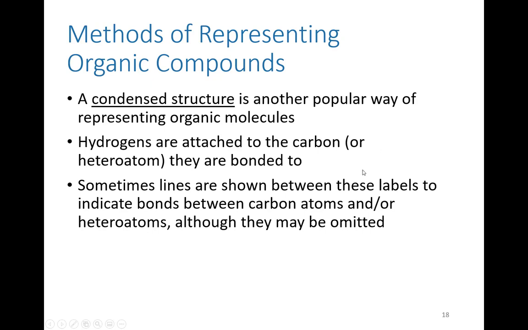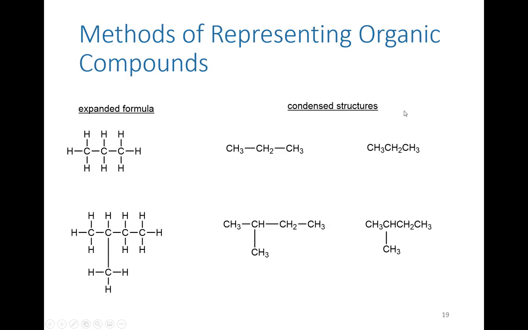And we can sometimes show lines between the different labels, but we are also allowed to leave those out if we can do so without it being ambiguous. So let's take a look at how this works. Going back to propane here, our carbon with 3 hydrogens, carbon with 2 hydrogens, carbon with 3 hydrogens. We can abbreviate that by just saying, well, this carbon has 3 hydrogens. Let's not show all those bonds. So we just write CH3.